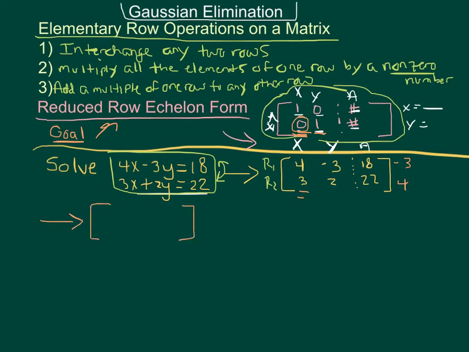So now the new top row is -12, 9, -54, and the bottom is 12, 8, and 88. Okay, now what I can do is add row 1 to row 2.